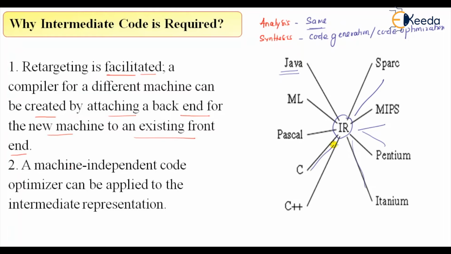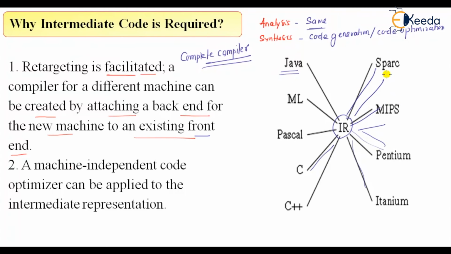Similarly, if there is a C language program represented in intermediate form, it can be translated for a Sparc machine, MIPS, Pentium and Itanium. So for this we can directly convert by attaching a backend. You don't need to construct the complete compiler. Complete compiler building process is not required. So we are done with a few phases.